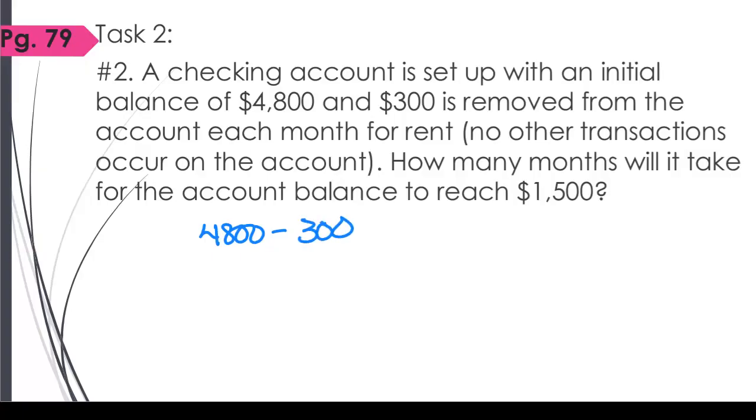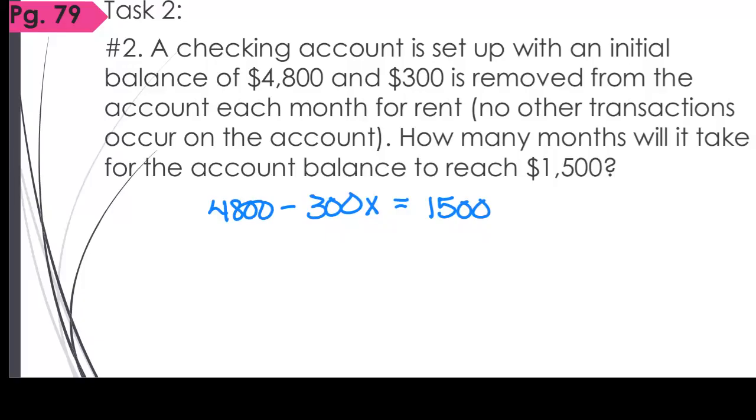4,800 minus 300x equals 1,500. Okay, and what is your x equal to? What does it represent? It represents the month. Yes, number of months. And it probably is 11. Months, not mouths.